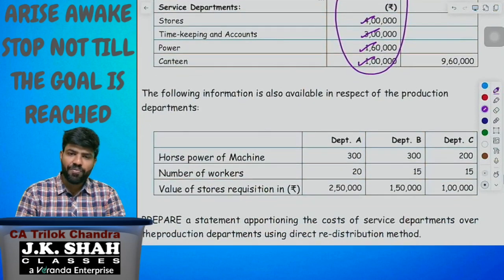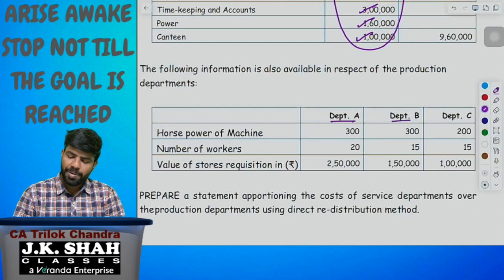Look at here. The following information is also available in respect of the production departments: Department A, Department B, Department C. They have given the information of horsepower of machine, number of workers working in each department, and value of stores requisition in rupees.